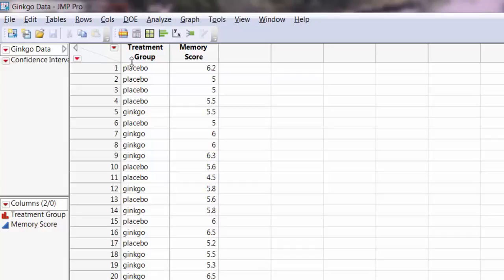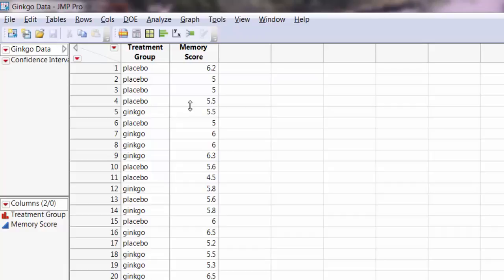You need one variable which represents the grouping variable, and so for each individual in this study you need to record whether or not they ended up being assigned to the placebo group or to the Ginkgo group. And then the second column is going to be their value on the response variable, in this case their score on the memory test. So notice that each row represents a different individual in the study, and for each individual we record their group or their treatment and their response variable value.